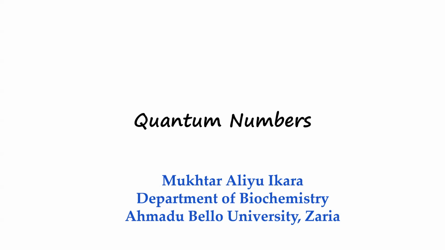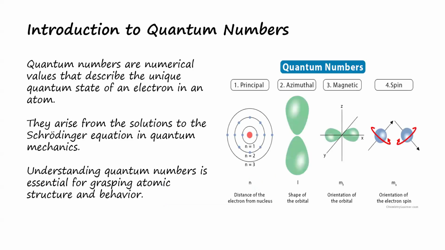In today's video, we are going to look at the concept of quantum numbers. So what are quantum numbers? Generally, quantum numbers are the numerical values that describe the unique quantum state of an electron in an atom.